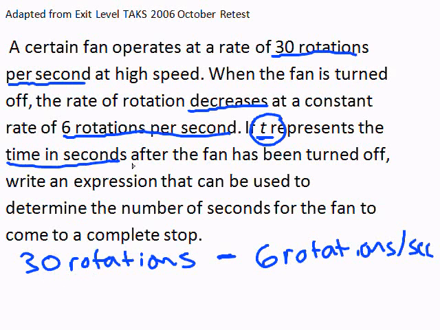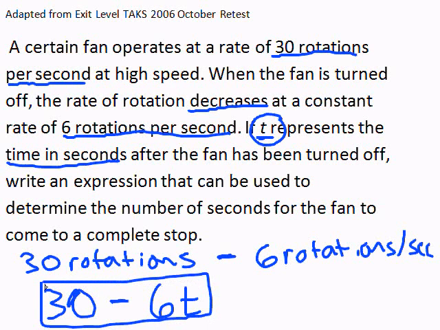Does that fit the situation? Does that puzzle piece fit? Does every second, are we increasing by 30 rotations? Well, the answer is no. Every second we're decreasing by 6 rotations. So it'd be 30, standing for our initial amount, minus 6 rotations per second, 6t. So we start off with 30 and we decrease by 6 rotations every second. And now you've written a mathematical model or variable expression for this situation.